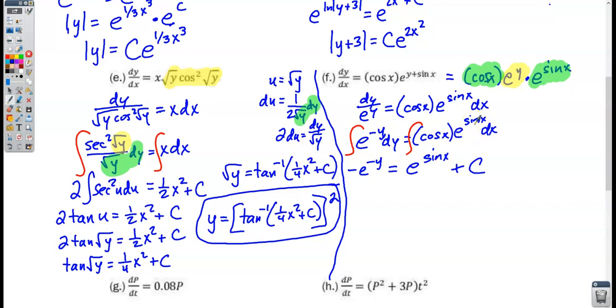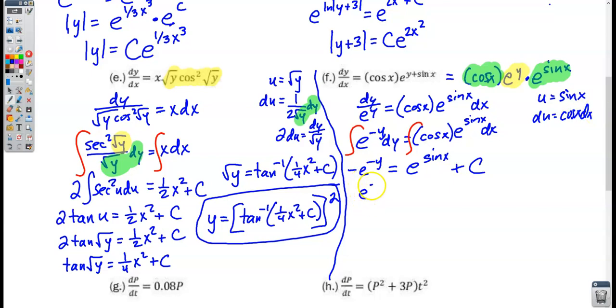The derivative of e to the sine of x is e to the sine of x times the derivative of sine of x, which is cosine of x. And so it perfectly matches. If it helps you to do the u substitution, go ahead and do the u substitution to help you do that integral accurately. All right, now from here, we're just going to go ahead and solve for y.